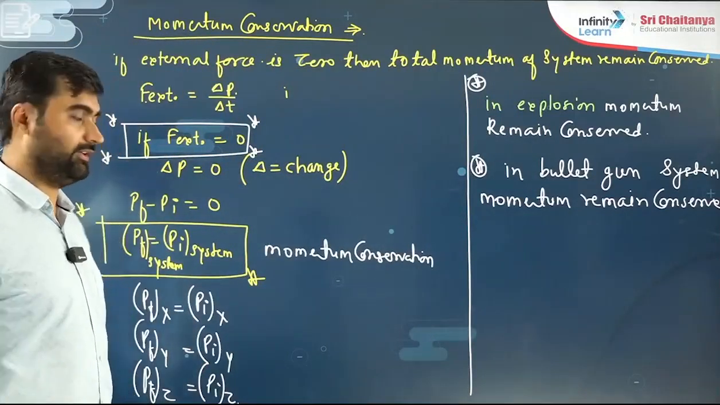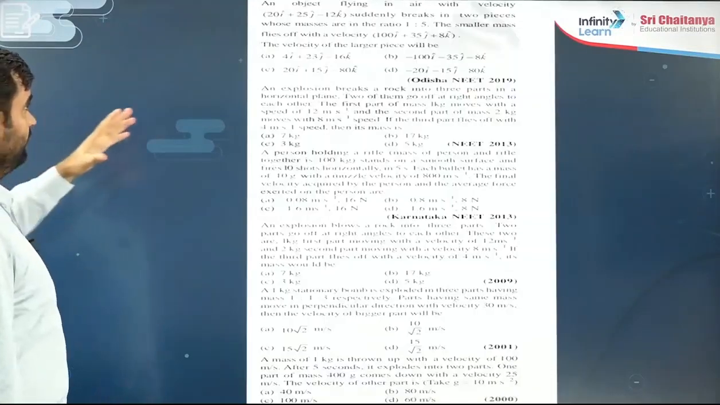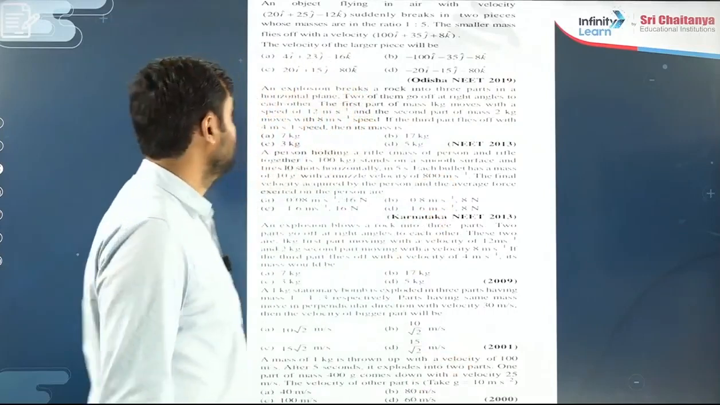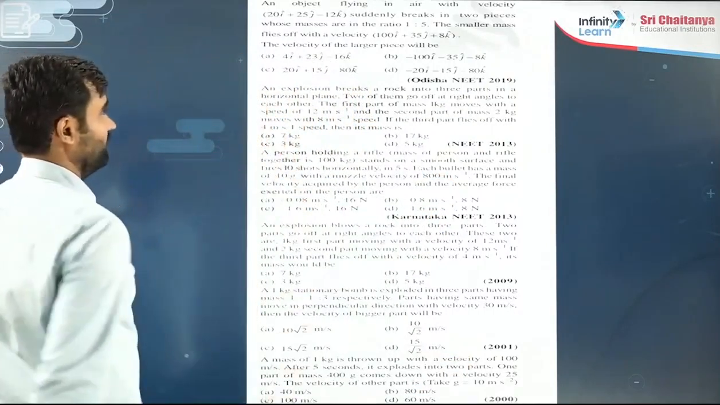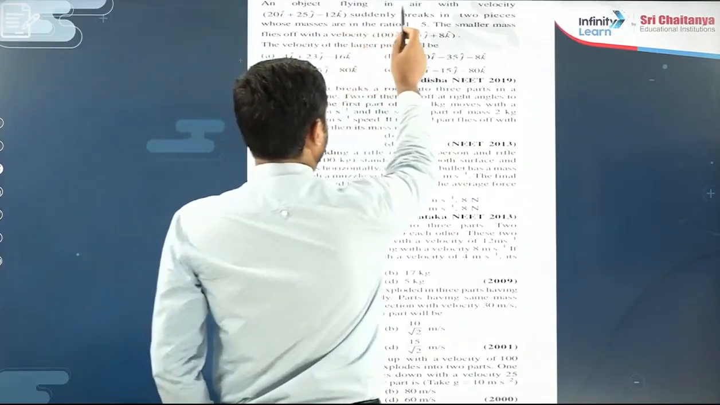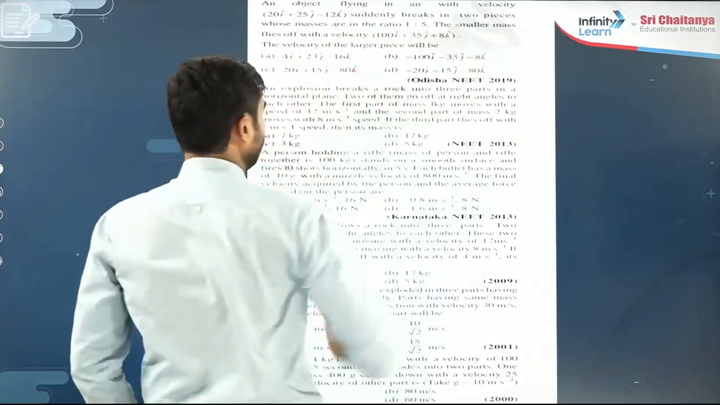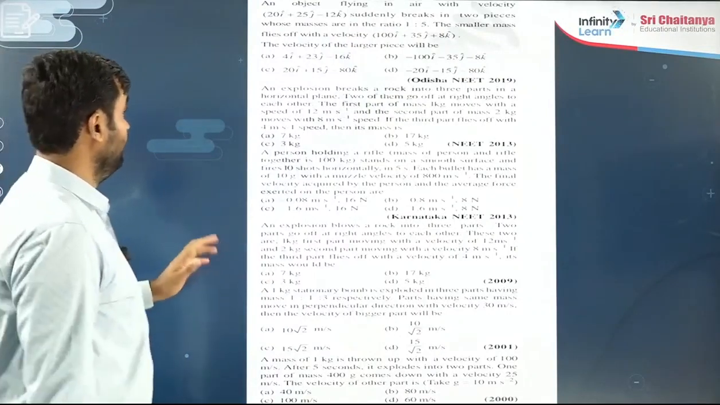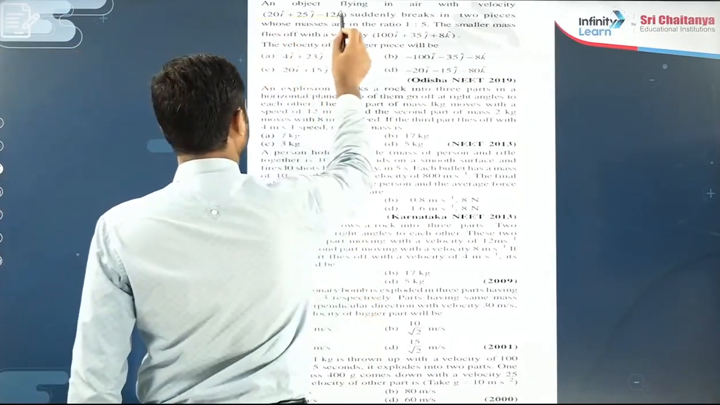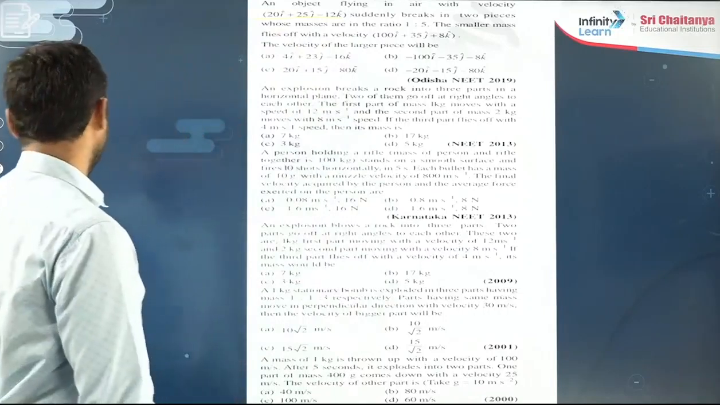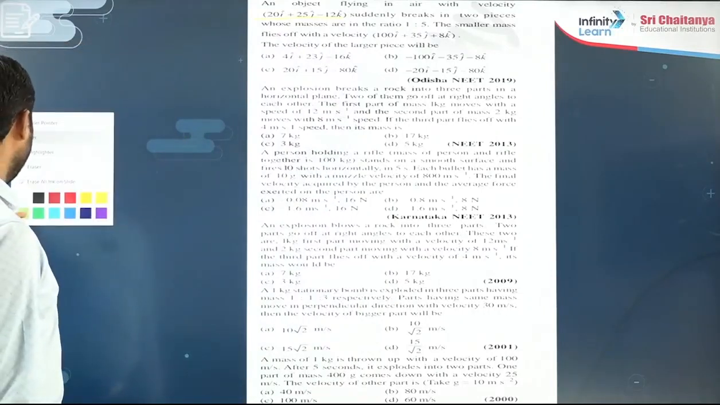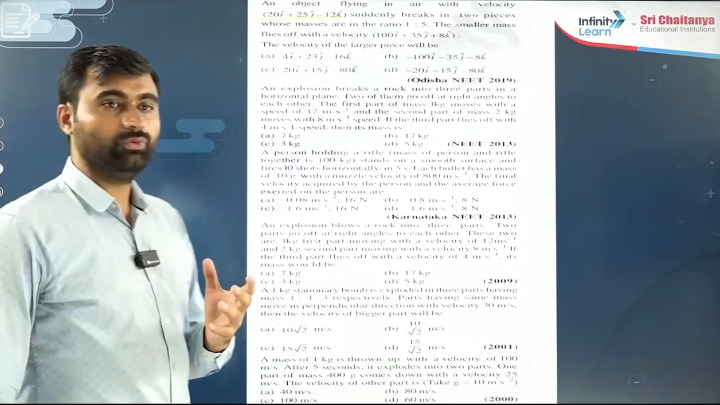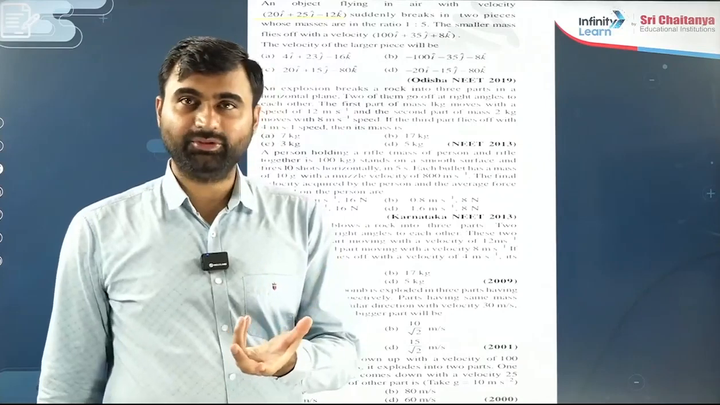Now we will solve a question. This question came in NEET 2019. How to solve this question? What is given? An object flying in the air with a velocity, this velocity is given. So the initial velocity is given. Perfect. Now, by using this initial velocity, what can we calculate? We can calculate the initial momentum.